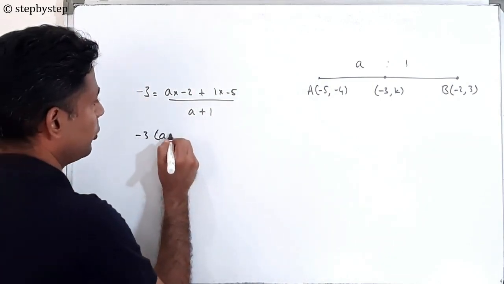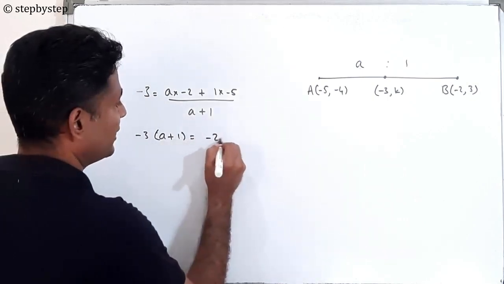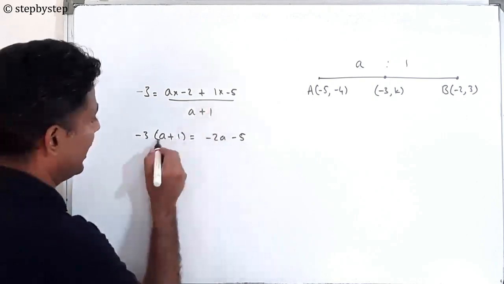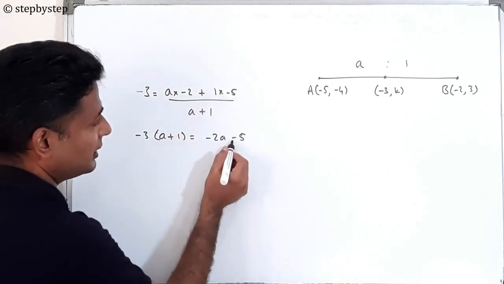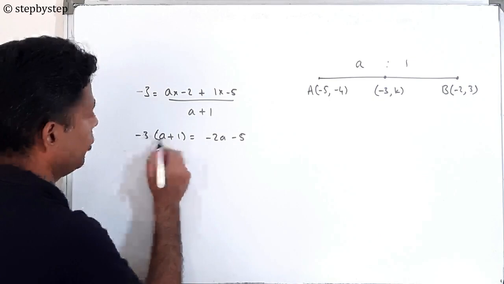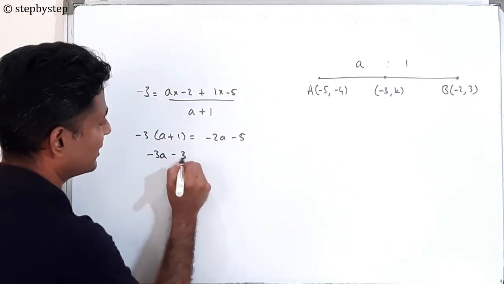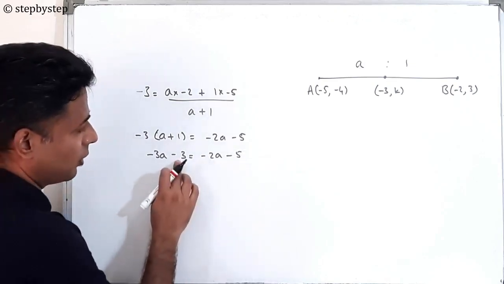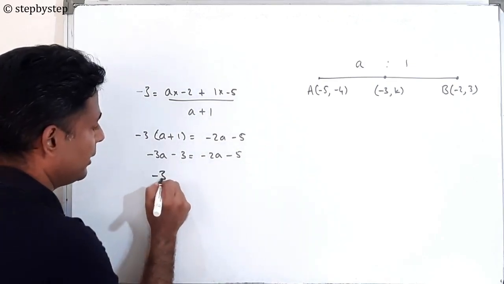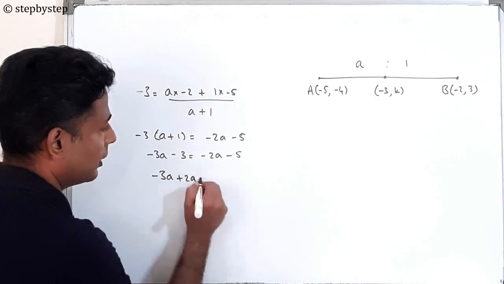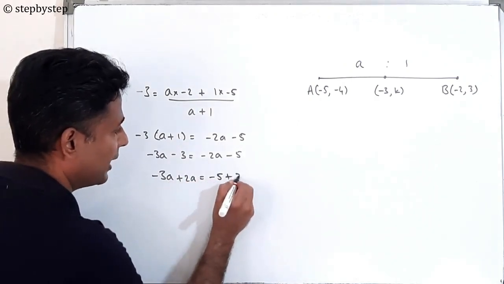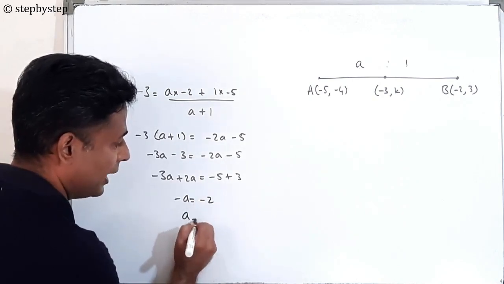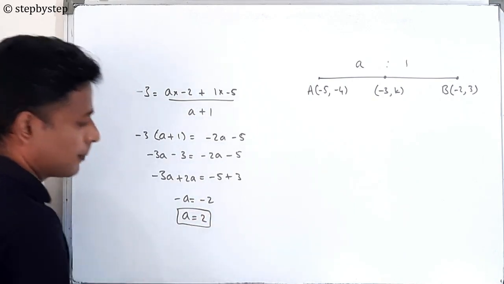Transposing this over there, you get a plus 1 equal to minus 2a minus 5, right? So plus into minus, that's how I got minus 5. Now opening the brackets, minus 3a minus 3 equal to minus 2a minus 5. Now I'll get a terms on one side, rest on the other. So I get minus 3a plus 2a equal to minus 5 plus 3. So I get minus a equal to minus 2. So a is equal to 2, right?